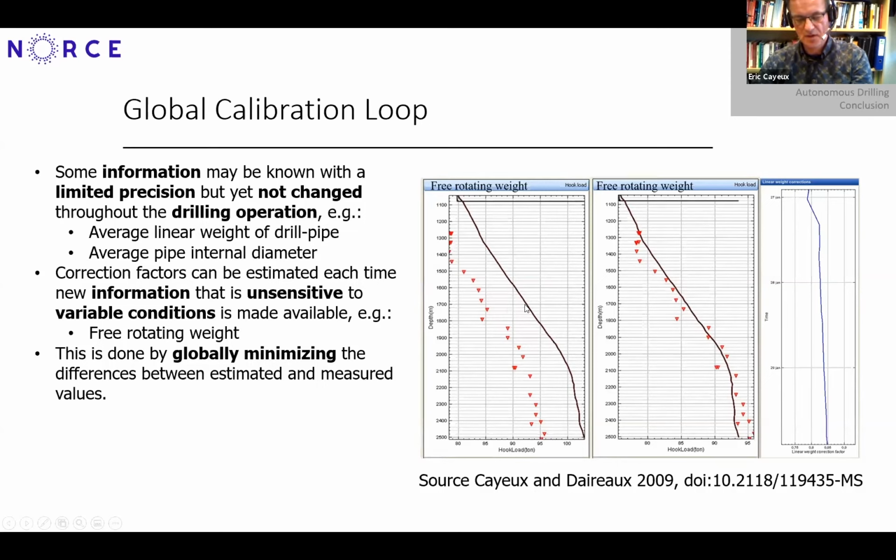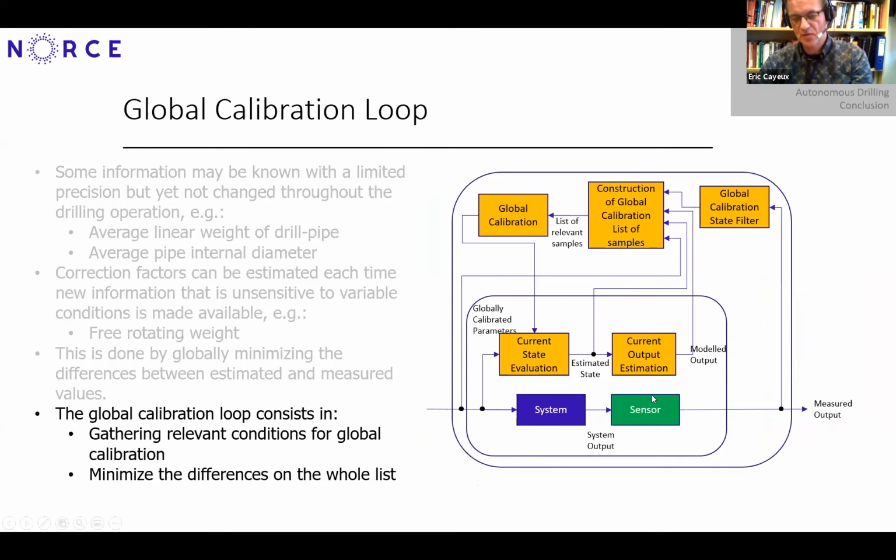Of course, you always have certain wear on the pipe, but that should not be too much during one single operation. So we have these models that we have discussed, with the current state estimation, the current output estimation of the sensor. And then you feed that into a global calibration loop, which is filtering the information that is observed, picking up only the information which is relevant for this global calibration, and then feeding that back to the current state estimation so that we get a better estimation afterward.